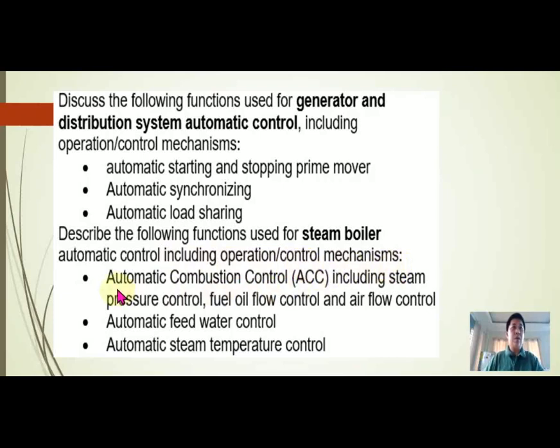We'll discuss the automatic combustion control, ACC, including steam pressure control, fuel oil flow control, and air flow control. We will discuss also the automatic feed water control and automatic steam temperature control. All of these comprise our discussion for this week, for this topic. So let us continue.